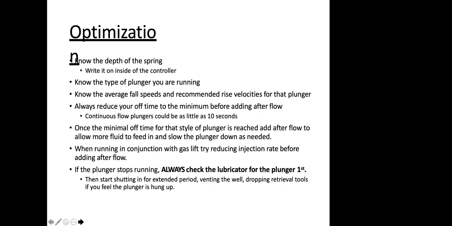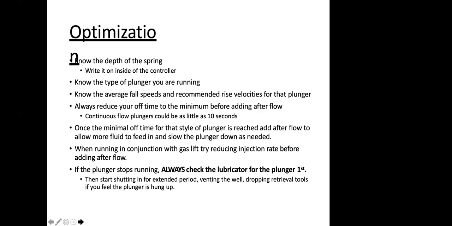A real quick deal when it comes to optimization, and this also falls under maintenance. If a plunger stops running, you get out there and it shows failed run after failed run on your controller. And before you start making any changes or shutting the well in, trying to get it to recover or throwing it to atmosphere, trying to get the plunger up, always check the lubricator to make sure the plunger is not stuck at surface.